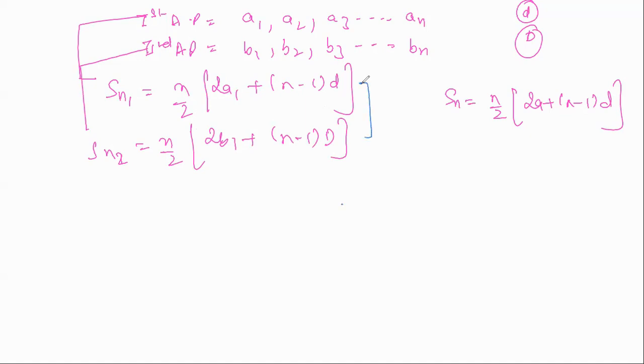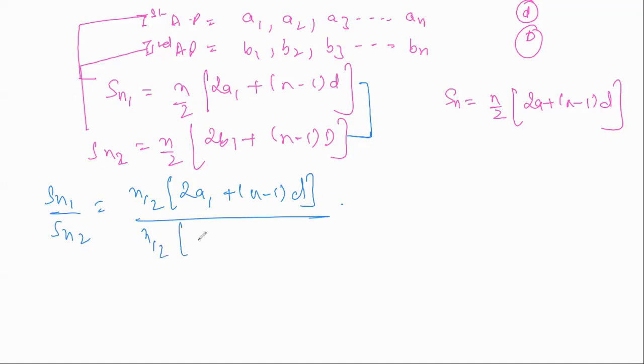Now, their ratio is given. What is Sn1 by Sn2 given? So when I divide the left with the left and the right with the right, it will be Sn1 by Sn2 that is equal to n by 2 times 2a1 plus n minus 1 times d, and for this one, it will be 2b1 plus n minus 1 times capital D. N by 2 cancels out. What is given? Sn1 by Sn2 we have is 5n plus 4 and 2n plus 6, right?